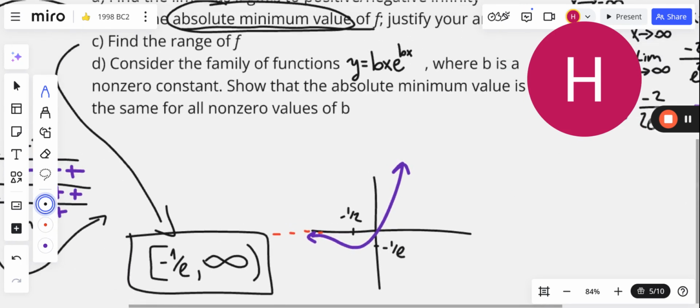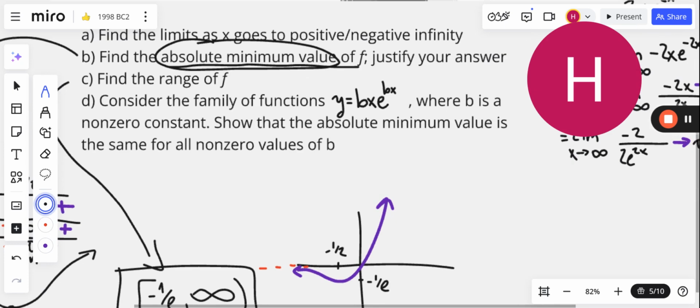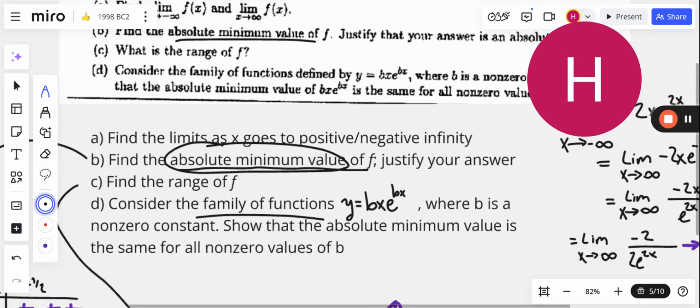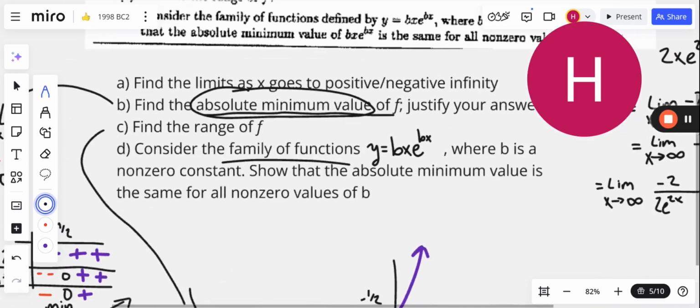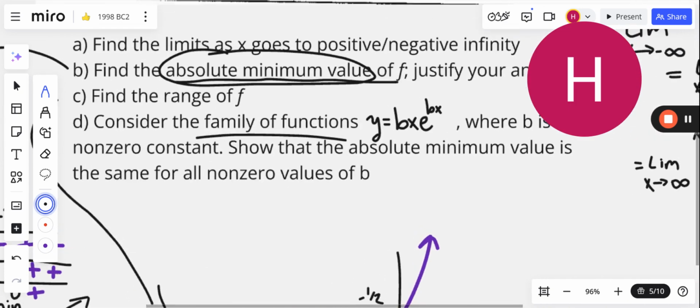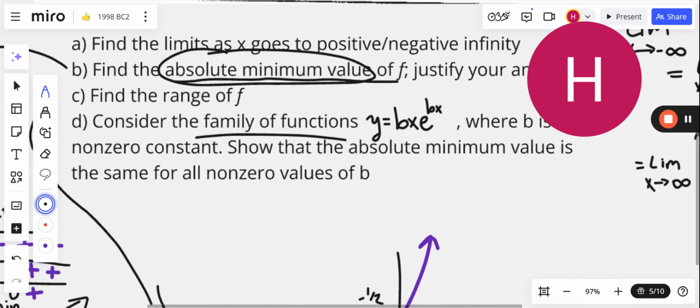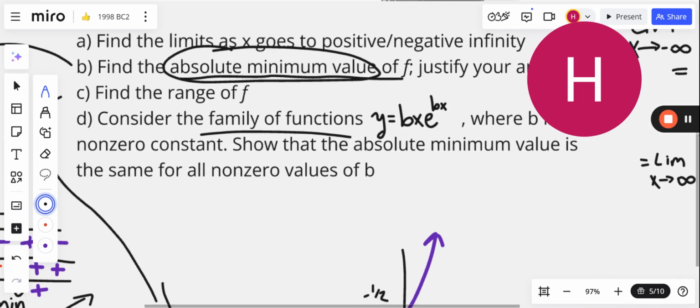Okay, part D says to consider the family of functions bx e to the bx. So b is just some number. This time we had 2. In this problem, we were working with 2x e to the 2x, but it's having us consider bx e to the bx, where b is just some non-zero number. It could be negative, could be positive. They want us to show that the absolute minimum value is the same.